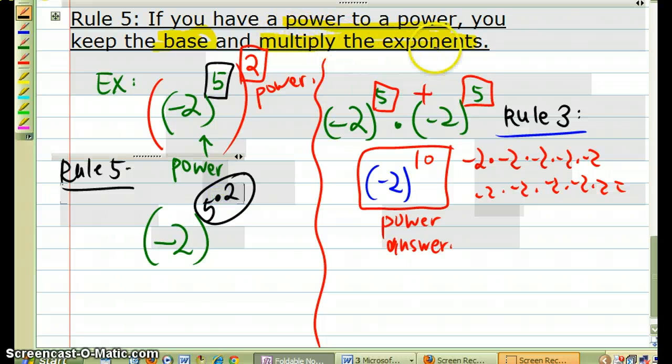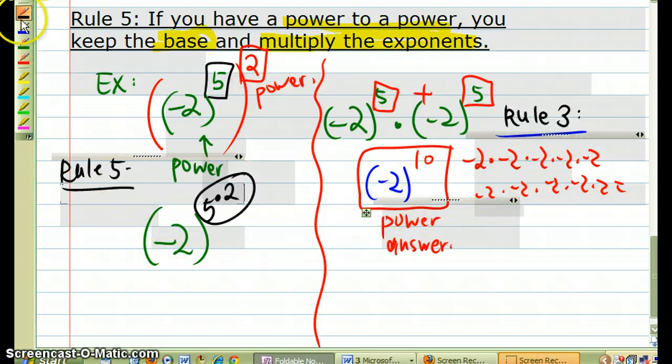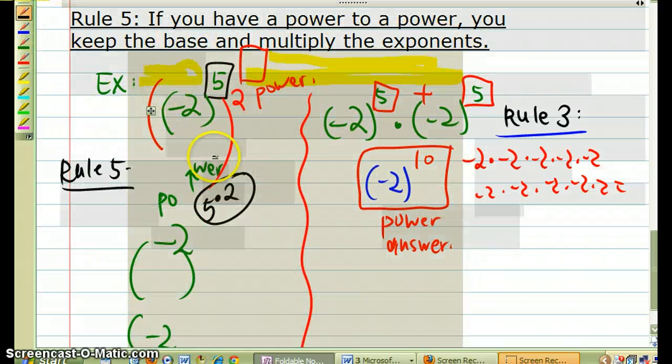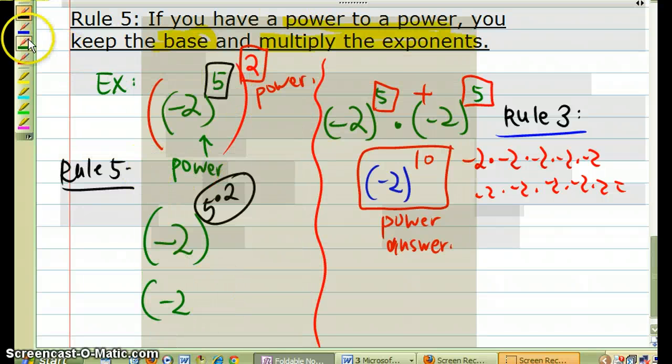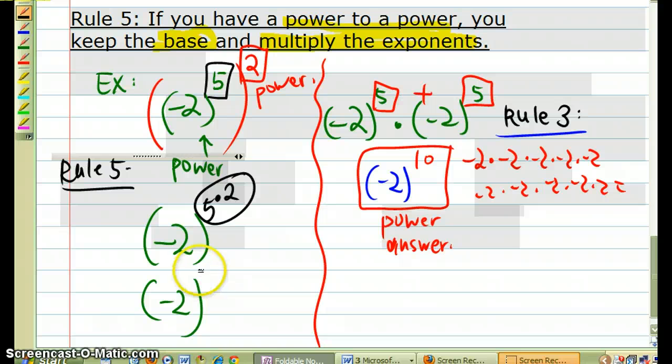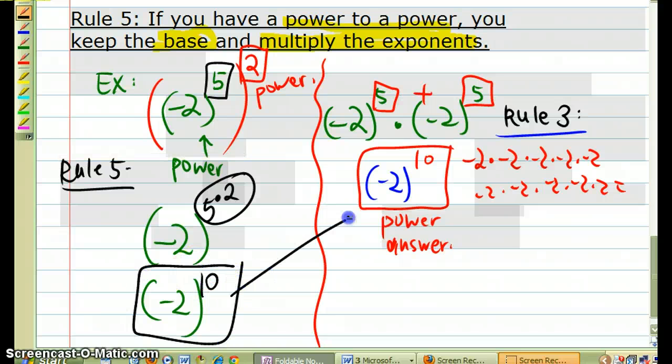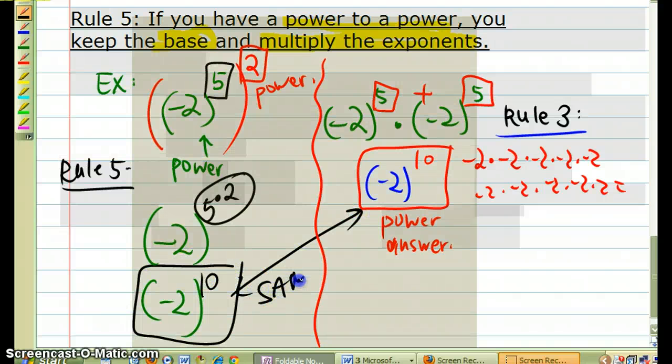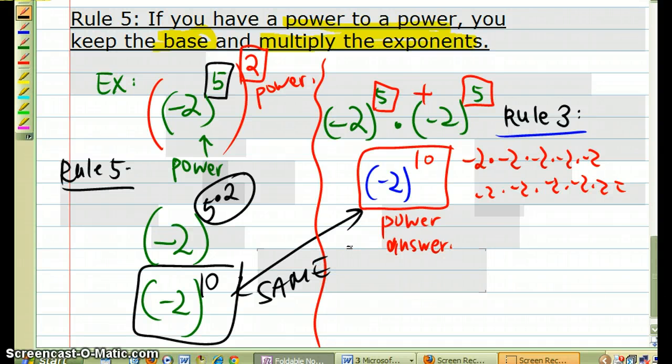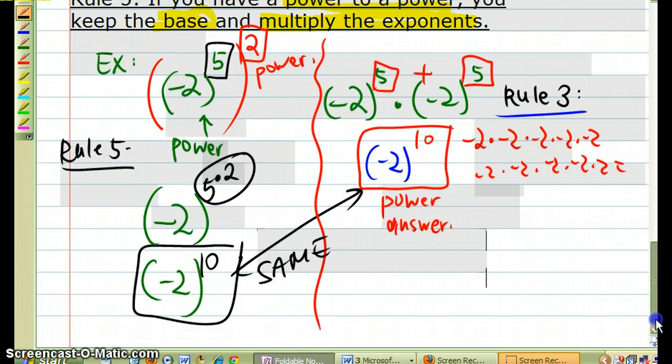That is the rule stated right here, that we multiply the exponent, which is going to give us the same answers that we just did using rule 3 to the right that we took notes on already. And that would give us negative 2 and then to the 10th power. Just like this to the 10th power. And you'll see that they are the same answer. So the shortcut method is rule 5, taking the power to a power, keeping the base, and multiplying the exponents.